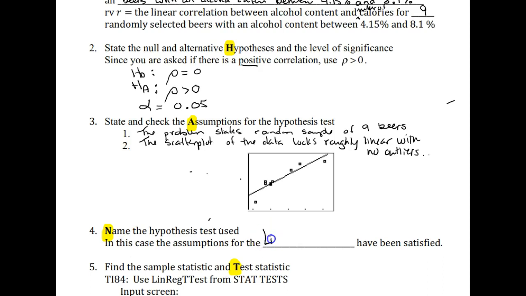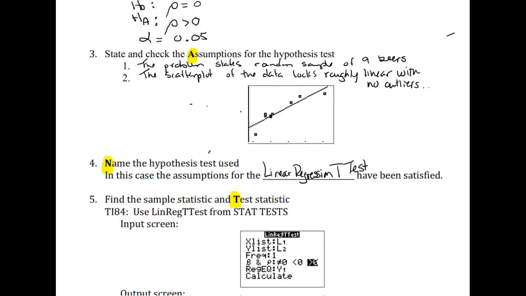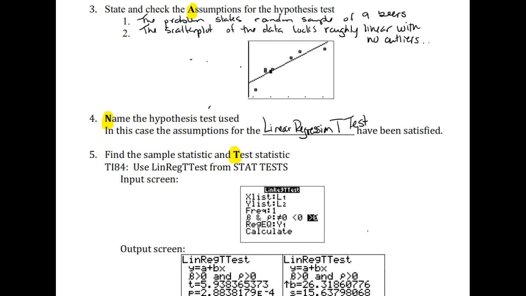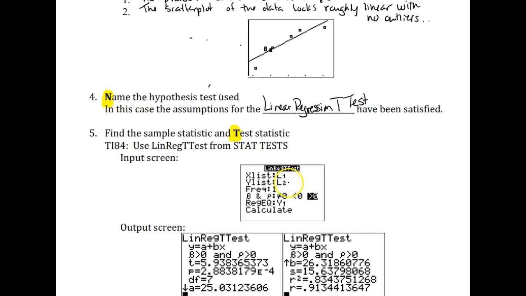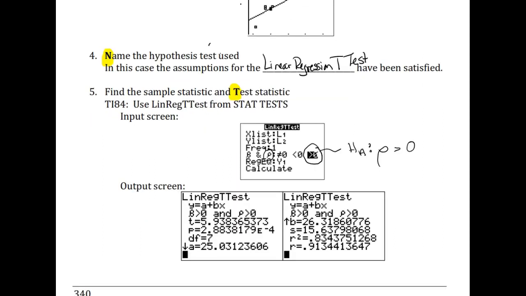So we're going to name the test that we're going to be using. That's going to be the linear regression t-test. And so our next step in PHANTOMS is the test statistic, but we first start with our statistic. Again, we're testing rho, which means our statistic is R. And again, we would enter 2 lists of data. In this case, what we highlight next to rho, we do need greater than 0, because again our alternative hypothesis is that rho is greater than 0. So we need to highlight the greater than 0 in this case before we hit calculate.